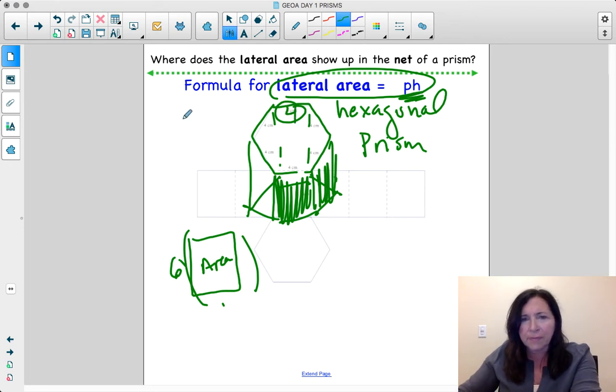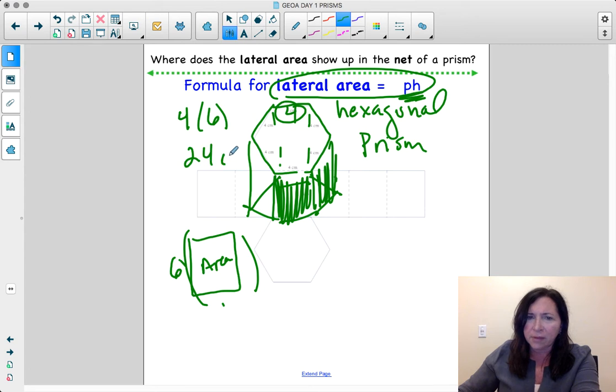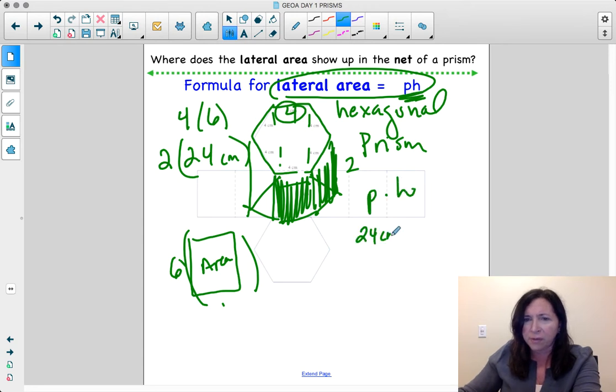So that's going to be 4 times 6 sides, which is 24 centimeters. And then I'm going to multiply that by the height. Let's say my height is 2 centimeters. So I'm going to go 24 centimeters times 2 centimeters. So that's perimeter times height. My perimeter was 24 centimeters times my height, which is 2 centimeters. And so the lateral area is going to be 48 centimeters squared.